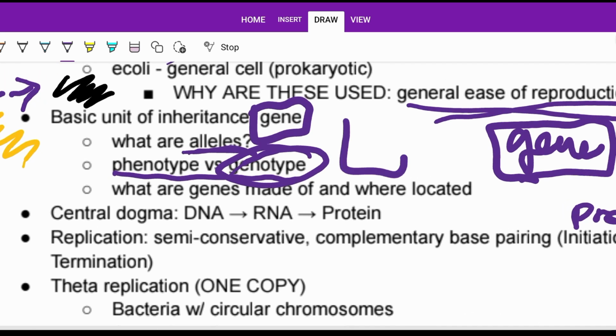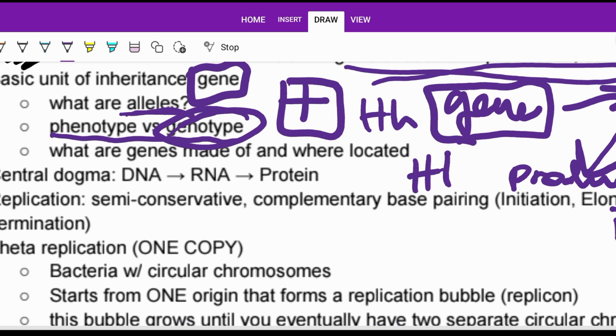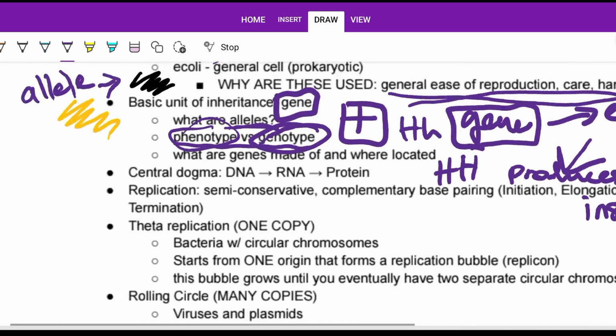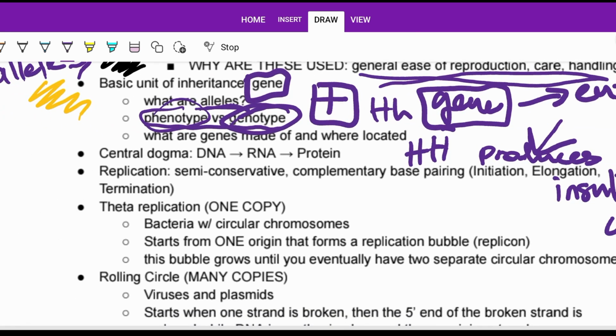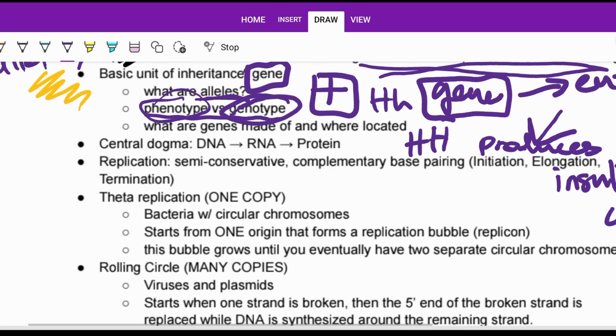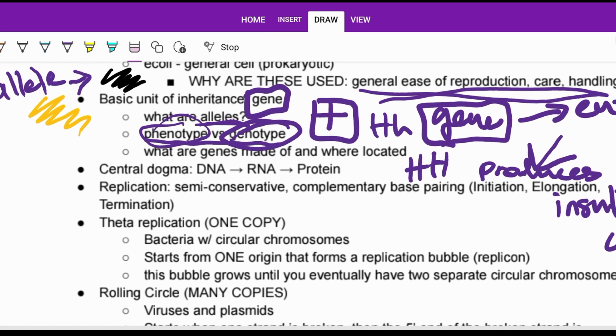So, if we had a Punnett square, our genotype would be like, are we capital H, lowercase h, or are we capital H, capital H? So the genotype is telling us what alleles we have, whereas the phenotype is like, do you have brown hair or do you have blonde hair? That's kind of the split between phenotype and genotype.